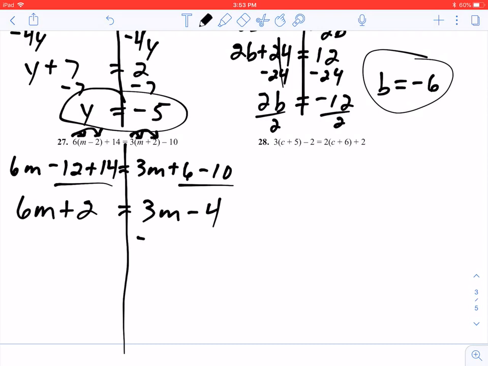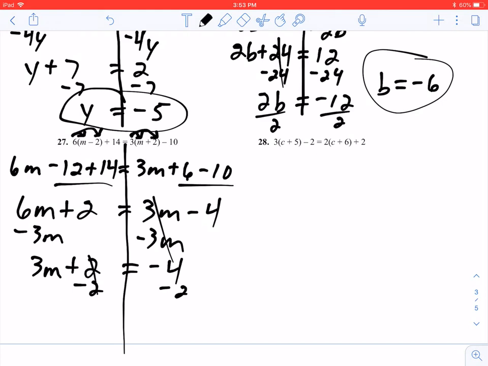Now we can get our like terms together. We're going to subtract 3m from both sides. So we get 3m plus 2 equals negative 4. We're going to subtract 2. 3m equals negative 6, and then we're going to divide by 3, and we get m equals negative 2.